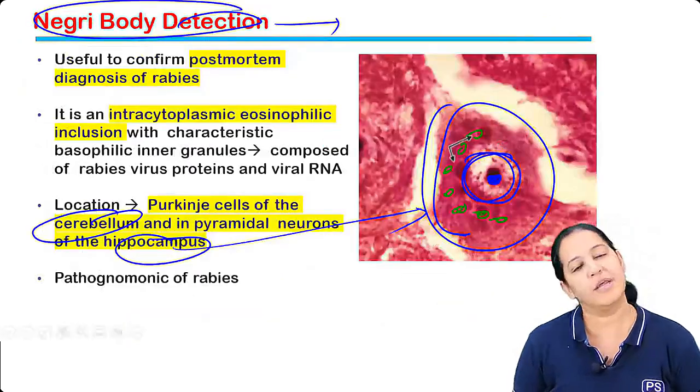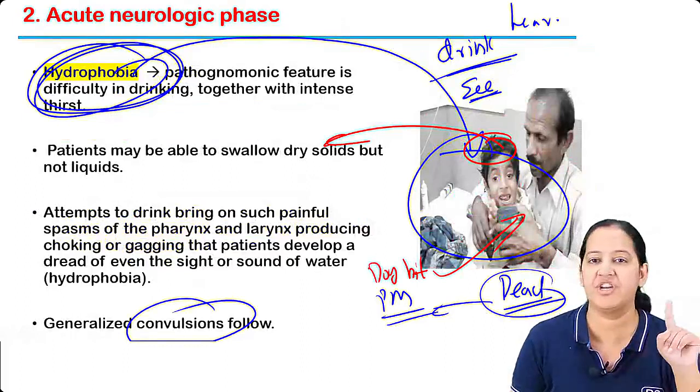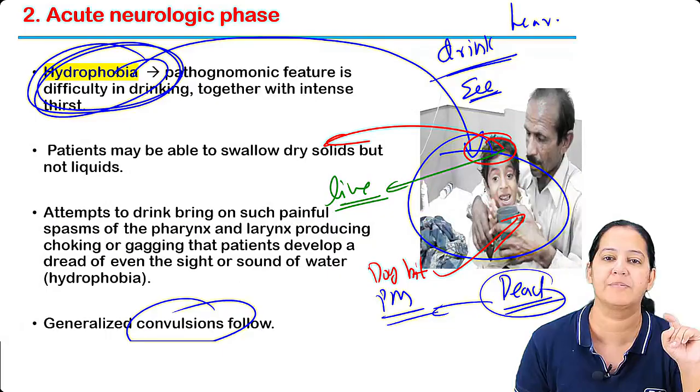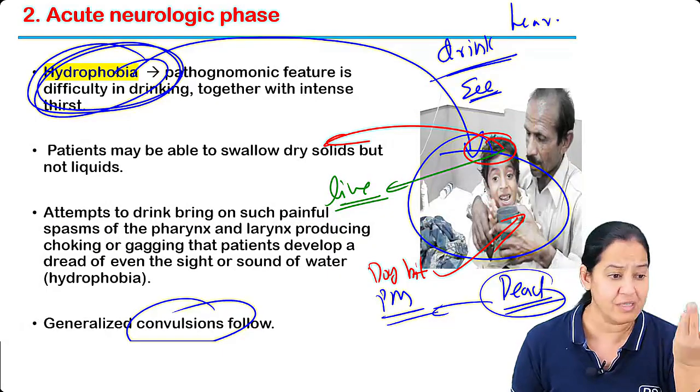Got it? So Negri bodies is the hallmark. In a live patient, there is no way of diagnosis, because we cannot take a brain biopsy in a live patient. So in a live patient, there is no need of diagnosis also.